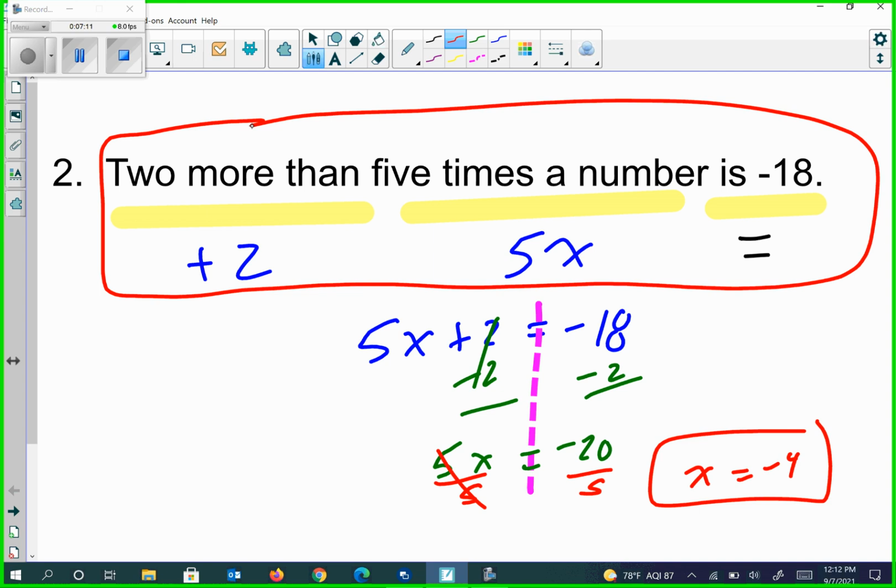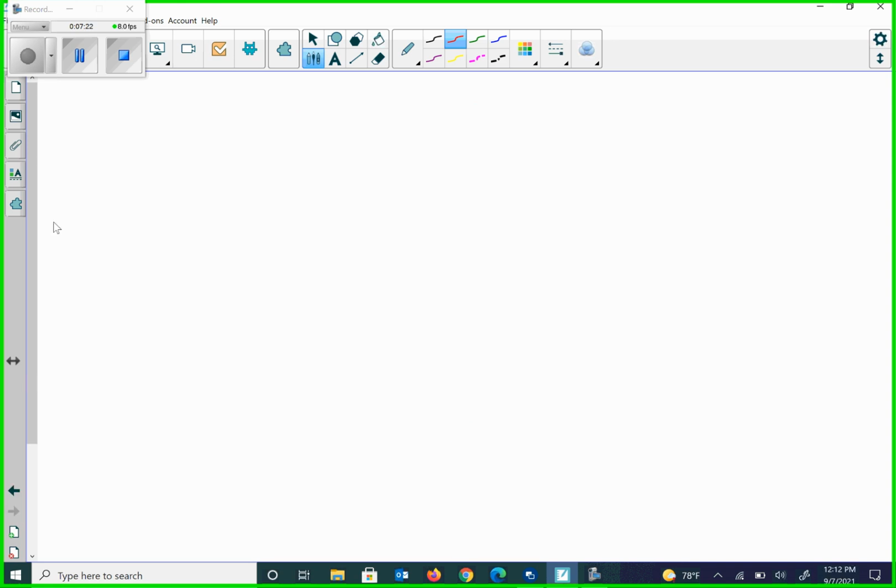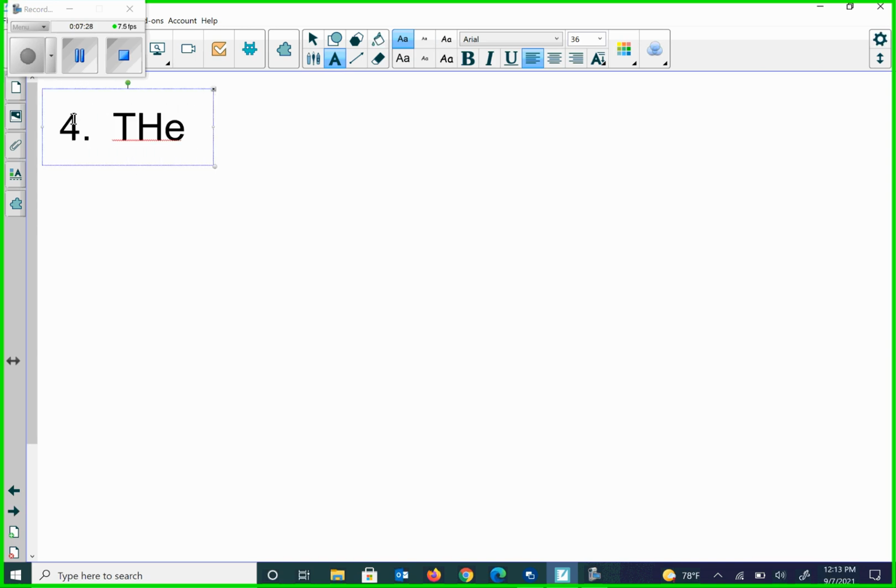And again, I'm on page 37 of our book. And I need to type up the next one. Ready for me to switch? Okay. So problem number 4 says the difference, oops. Yeah, that's how I spell sometimes.